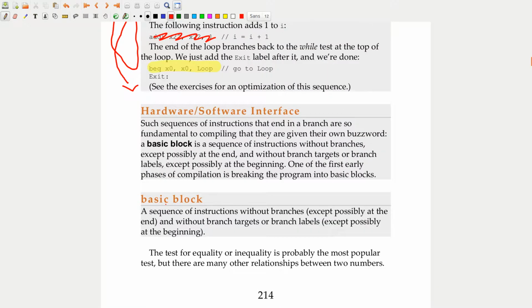Okay, so let's talk about basic blocks. Basic blocks is something that's important to understand. It's just a term that it's good to know. Such sequences of instructions that end in a branch are so fundamental to compiling that they are given their own buzzword, a basic block. So a basic block is a sequence of instructions without branches, except possibly at the end, and without branch targets or branch labels, except possibly at the beginning. One of the first early phases of compilation is breaking the program into basic blocks.